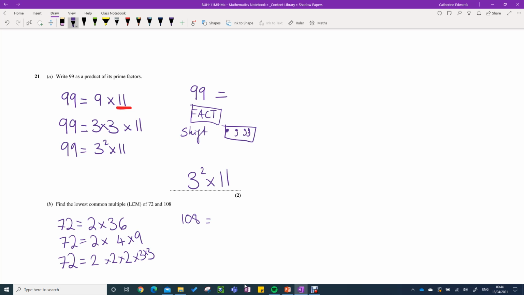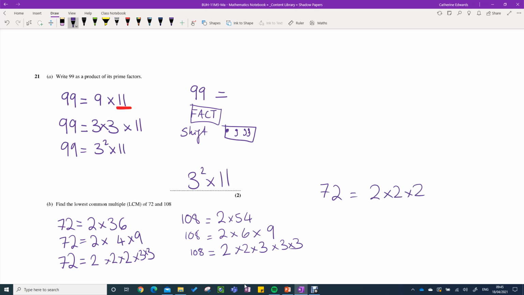So 108 I know is 2 times 54. And I know that 54 is 9 sixes. 6 I know is 2 times 3. And 9 I know is 3 times 3. Okay, so now I've got to do my lining up. I'm going to take my 72, and I've got 2 times 2 times 2 times 3 times 3. And I've got my 108, which is 2 times 2 times 3 times 3 times 3.